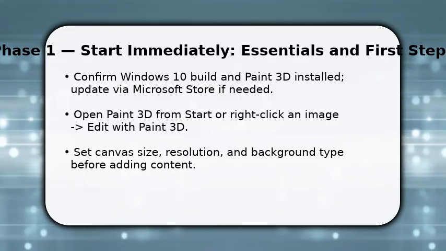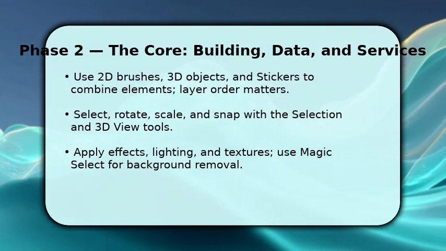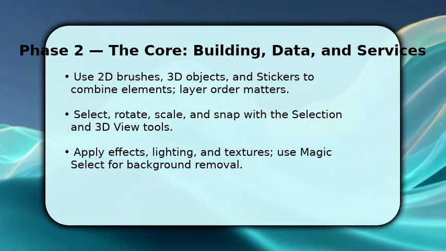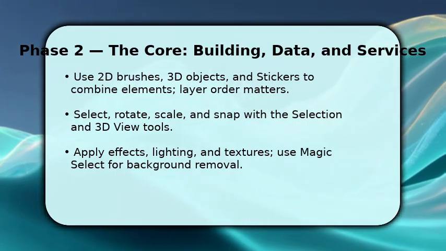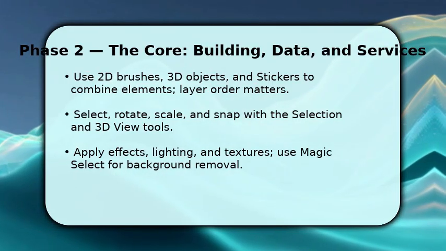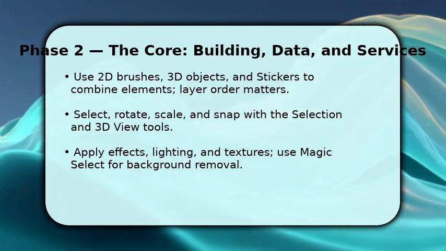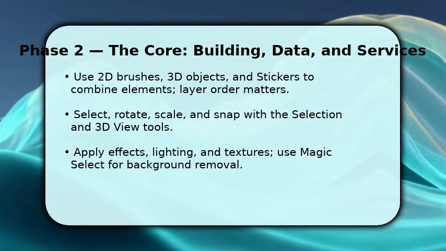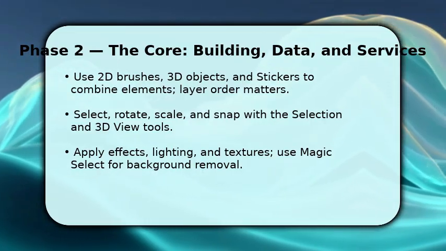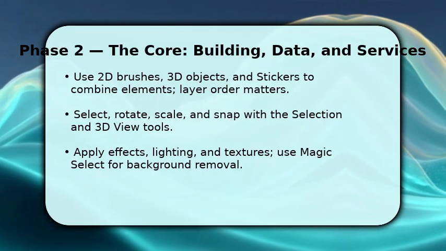Next, focus on core techniques. Use the 2D brushes for precise painting, then introduce 3D objects from the library or create shapes from scratch. Stickers let you map images onto surfaces. Use selection to isolate parts, then rotate and scale in the 3D view. Make sure to snap or align objects for clean composition.